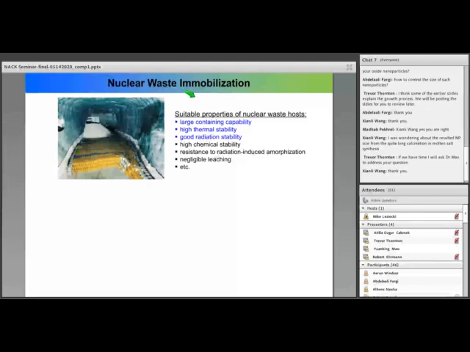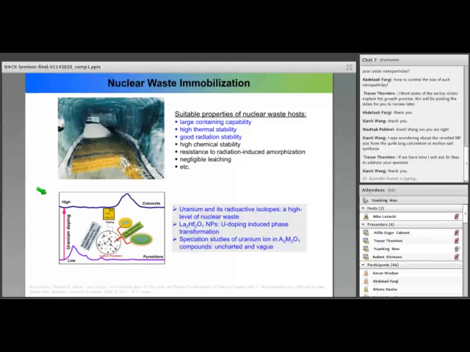Considering the A2M207 structure, we thought it has a very good structure. So can we use that for this purpose? Here we look at three suitable properties. First, large containing capability, so we want to dope those nuclear waste materials as much as possible. Then whether the material has high thermal stability and how radiation stable it is, because in nuclear waste there is a lot of ionic irradiation. That's what we've been working on.